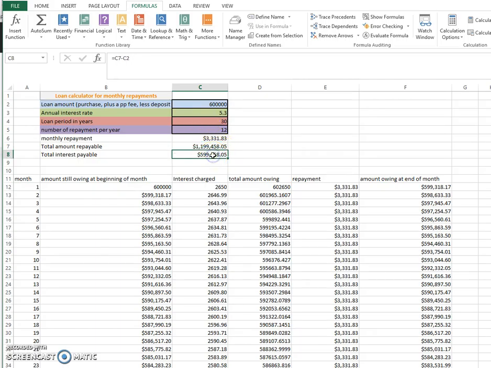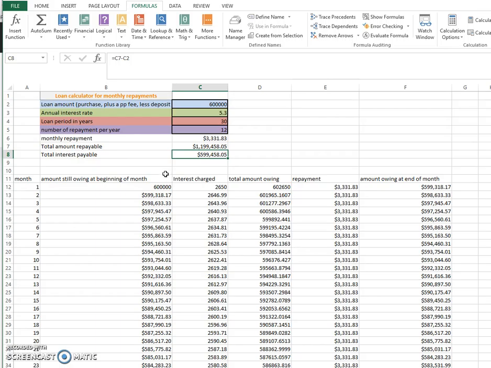Interest payable, that is simply the total amount that you paid minus what you borrowed. Okay, you borrowed 600,000 in this case. Over 30 years you ended up paying somewhat over $1 million. So that means the difference between those two numbers gives you the interest.